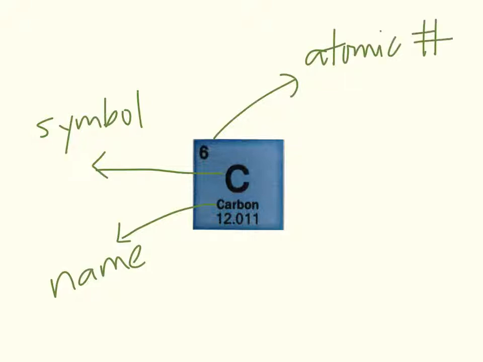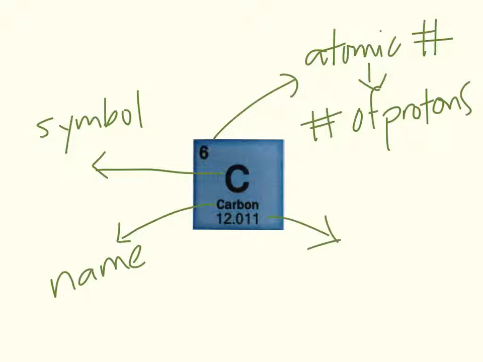The atomic number gives us the number of protons in the nucleus of this element. It also gives us the number of electrons that are in a neutral version of that atom, because the number of protons and the number of electrons are always going to be the same in the atom form.